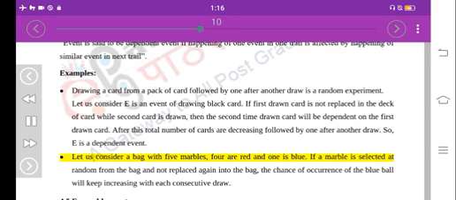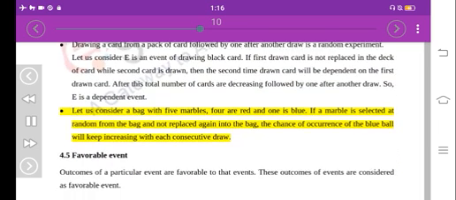Let us consider a bag with 5 marbles, 4 are red and 1 is blue. If a marble is selected at random from the bag and not replaced into the bag, the chance of occurrence of the blue ball will keep increasing with each consecutive draw.